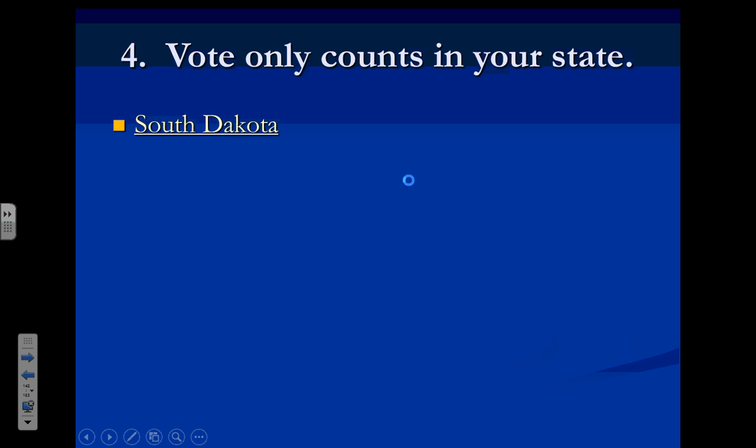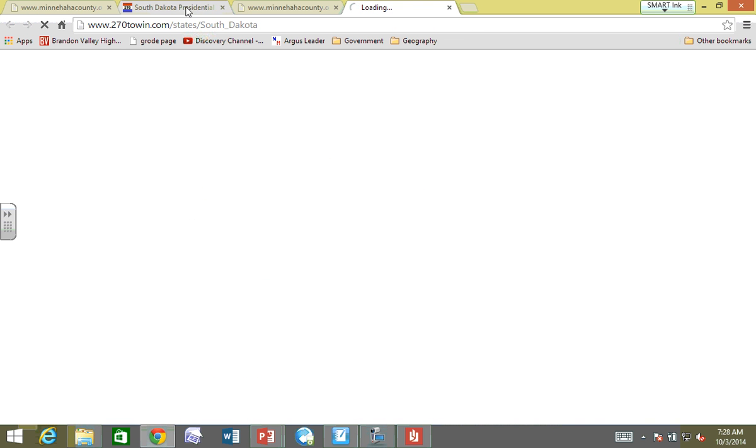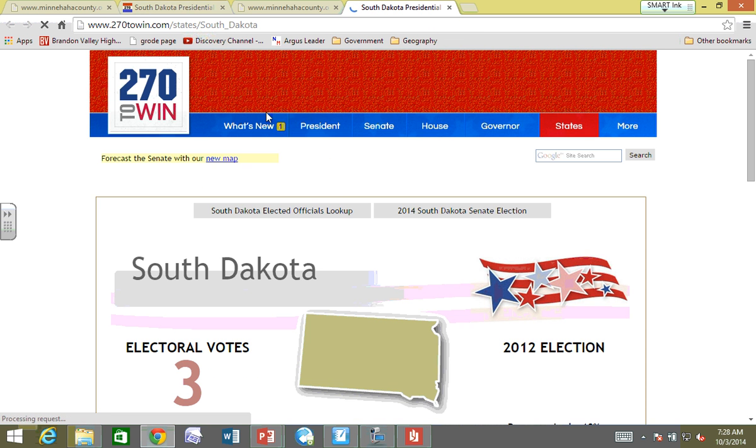Let me show you a graph of South Dakota's elections here. Give me a second. Well, let me try to explain this. If your state is predominantly one party, you may feel like you never get a say.